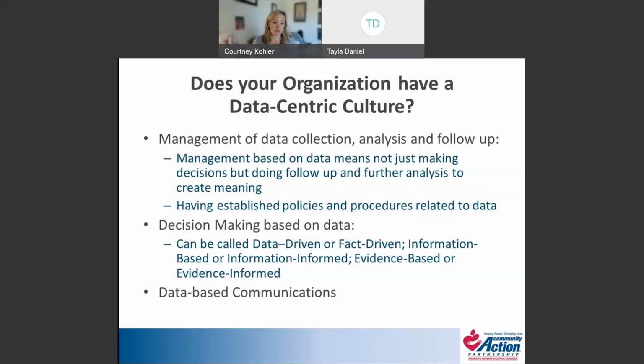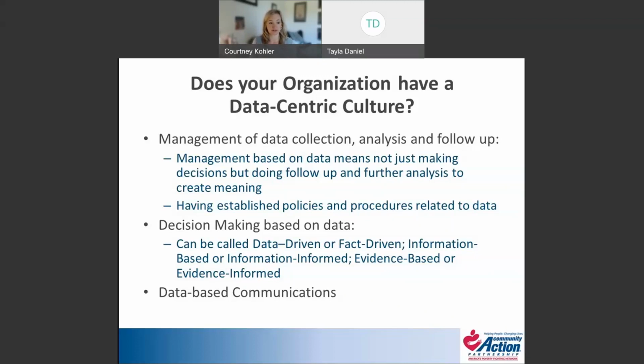You might also think of an agency that's data-centric doing data-based decision-making. There are lots of different ways that people say this. It might be data-driven or fact-driven, information-based, evidence-based, evidence-informed. But basically, all that means is that we're making decisions directly connected to what the data is telling us. That's really where we want to be, and that's how we want to make sure we're using our data. And then also, do we have data-based communications?